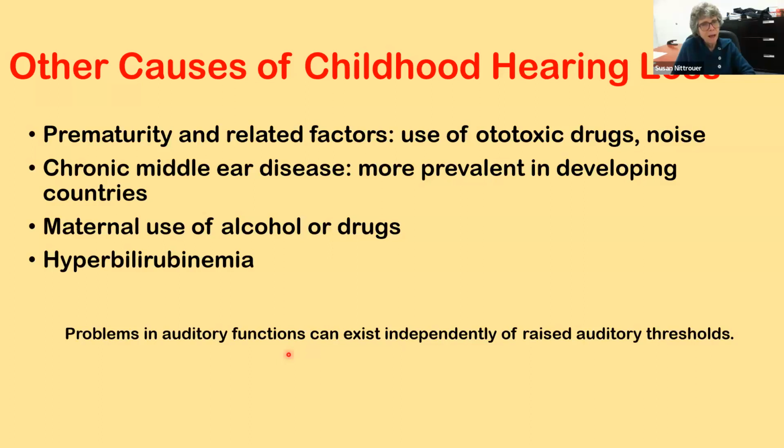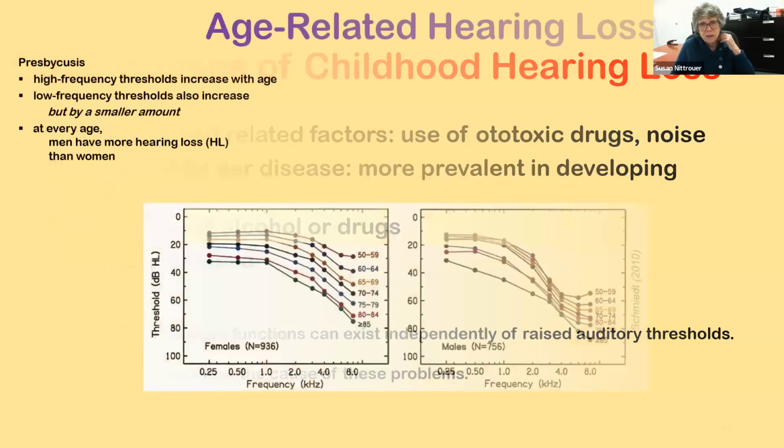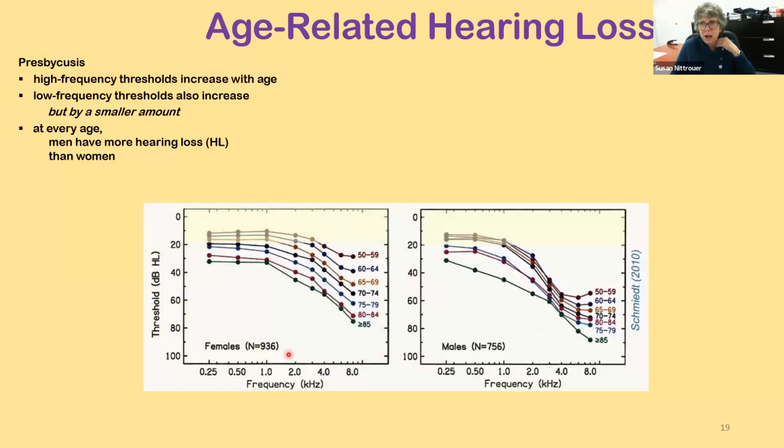Okay. And keep in mind, as we saw in the article that we reviewed, problems can exist in auditory functioning that are independent of these raised auditory thresholds. And there can be other causes that I have not cited here. Okay, so that is all congenital hearing loss, the possible sources of congenital hearing loss, and we'll be talking about how we treat that in a minute. But now let's talk about age-related hearing loss. Getting old is a very common source of hearing loss.